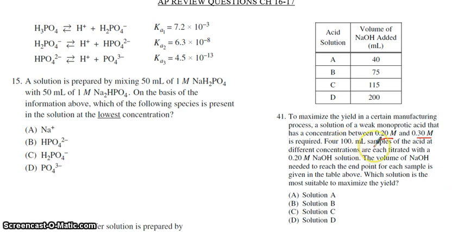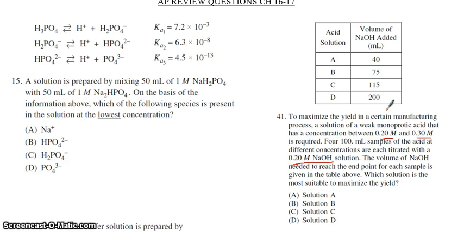Four 100 ml samples of the acid at different concentrations are each titrated with a 0.2 molar sodium hydroxide solution. So it's the same acid, except we're doing different samples at different concentrations. The volume of sodium hydroxide needed to reach the endpoint for each sample is given in the table above. Which solution is the most suitable to maximize the yield?